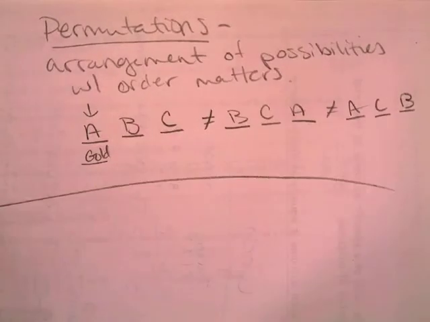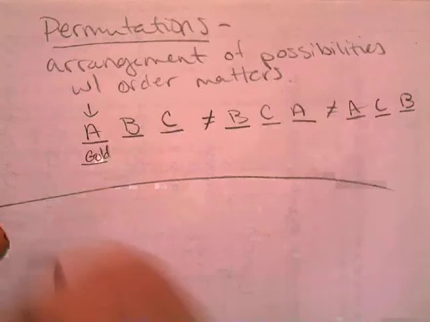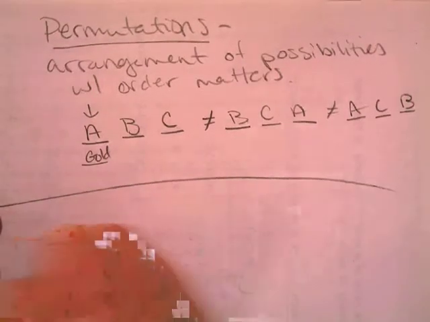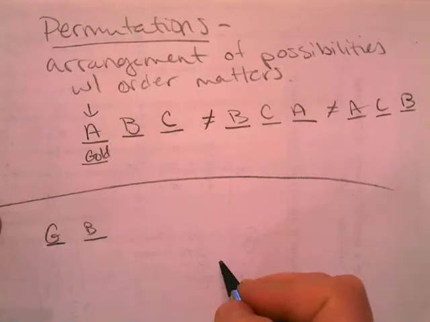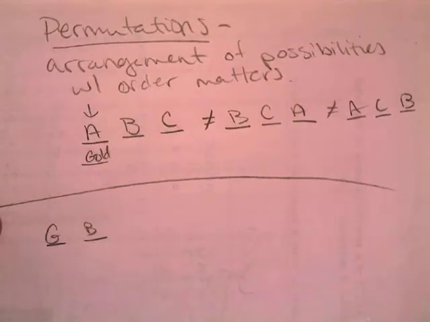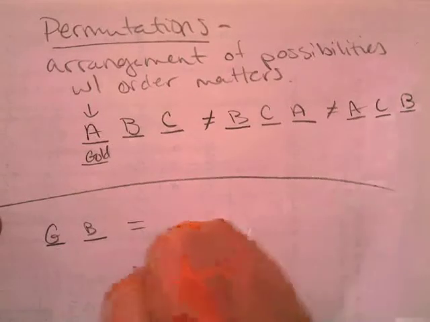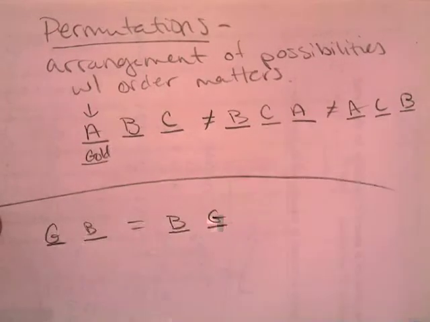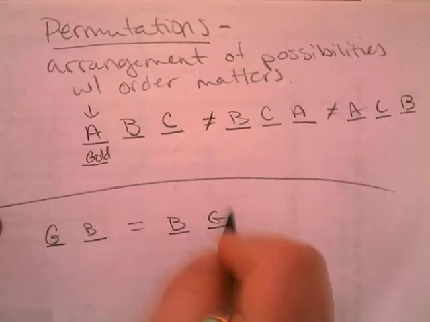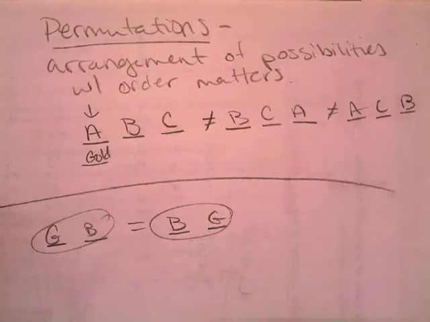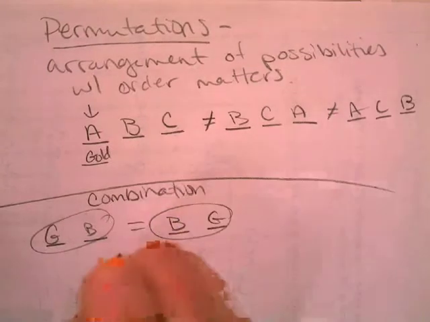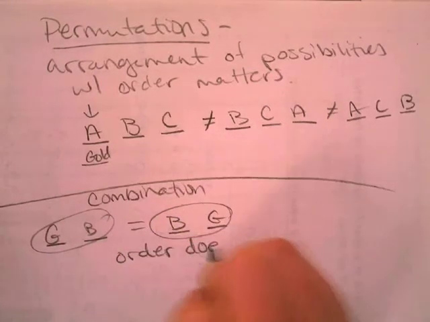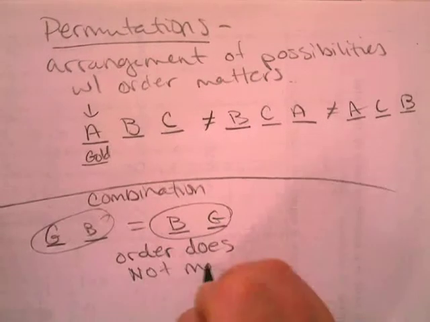On the other hand, in combinations, order doesn't matter. So let's say I have some M&Ms, and I pick 2 at a time randomly, and I get a green and a blue. Well, picking a green and a blue, they go in my mouth, they mix up, they still taste the same, and it's going to be the same thing as grabbing a blue and a green. It doesn't matter. This is one group. So the order doesn't matter in a combination. Order does not matter.